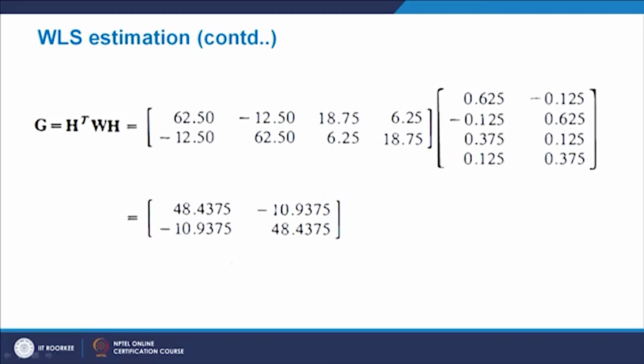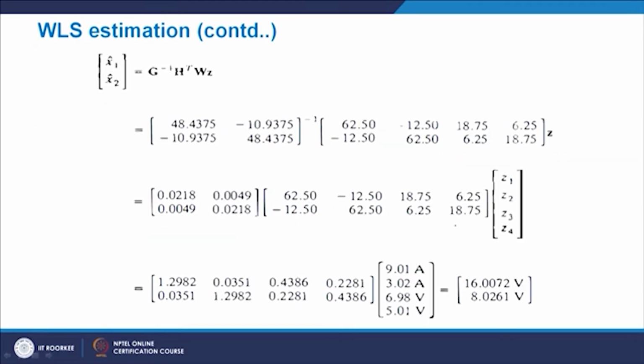Now, how do I prove that this G matrix is a symmetric matrix? We can show it very easily: G is equal to H transpose into W into H, and if I take its transpose, we will ultimately get back the same. So, G is indeed a symmetric matrix.